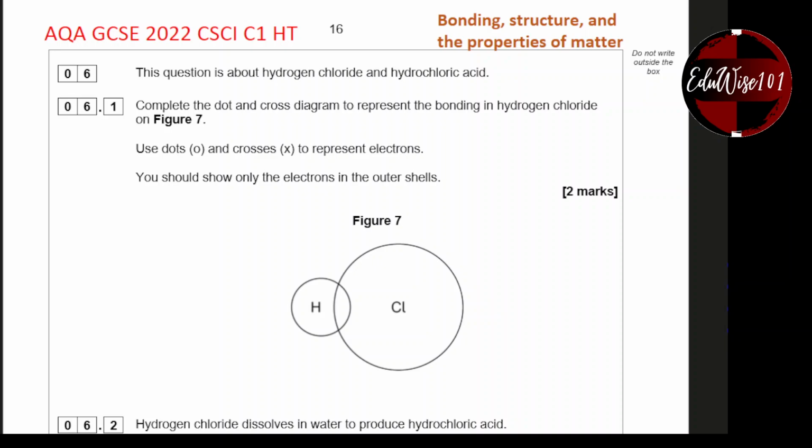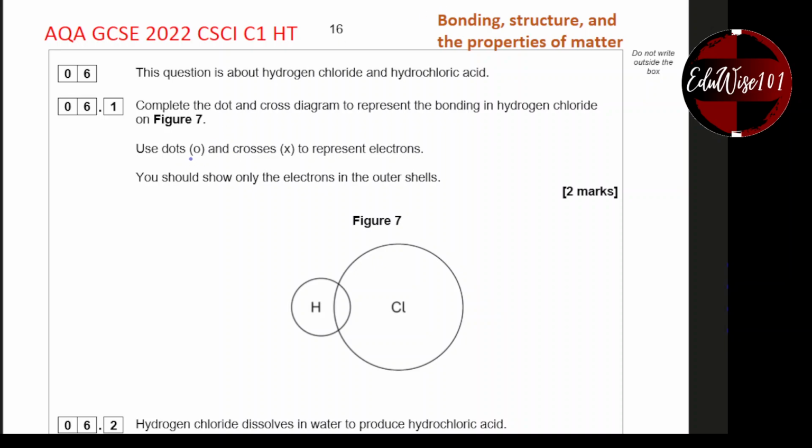In this video, I'm going to go through question number 6 from the June 2022 Combined Science Chemistry Paper 1 higher tier. Question number 6 is on bonding structure and the properties of matter. So in this question, complete the dot and cross diagram to represent the bonding in hydrogen chloride. Use dots and crosses to represent the electrons.